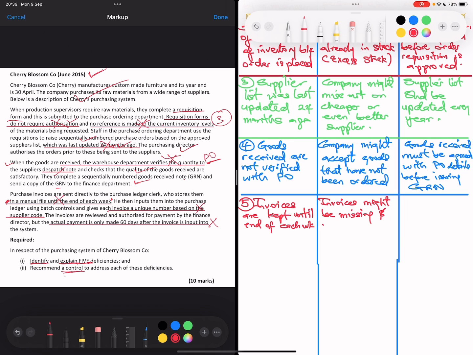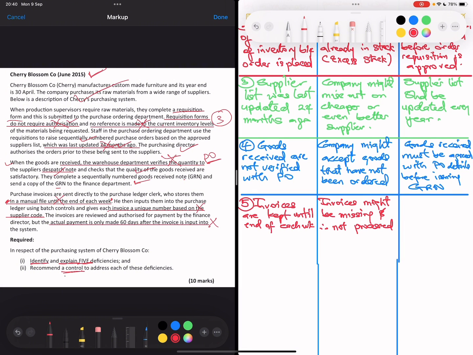And therefore not processed. If you don't process the invoice, you'd be carrying ACCA forever, because at GRN you would have booked an ACCA and you'd be thinking the supplier has not brought in their invoice. So that is bad.